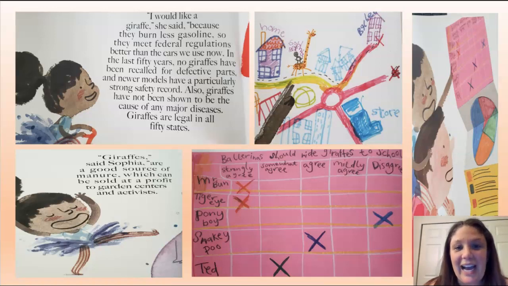Let's take a look at Sophia and what she does to try and persuade her parents to give her what she wants, which is a little crazy because she wants a giraffe. Sophia's smart because she probably already knows if she asks her parents for a giraffe, they will say no. So before she even asks, she thinks of a reason that could possibly convince or persuade her parents that a giraffe would be a great idea.